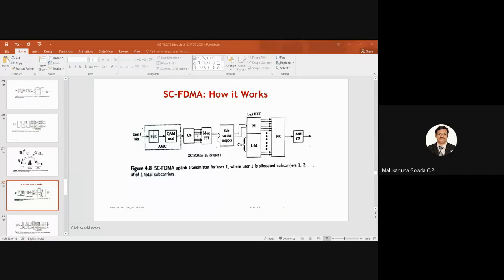You just have a look at the OFDMA uplink transmitter. Without this block, the rest of the things are all the same. For user one bits, the AMC block will be there, then serial to parallel converter. After that there is subcarrier mapping, then N-point IFFT, parallel to serial, add CP. So only this N-point FFT has been added in the SC-FDMA transmitter for user one.